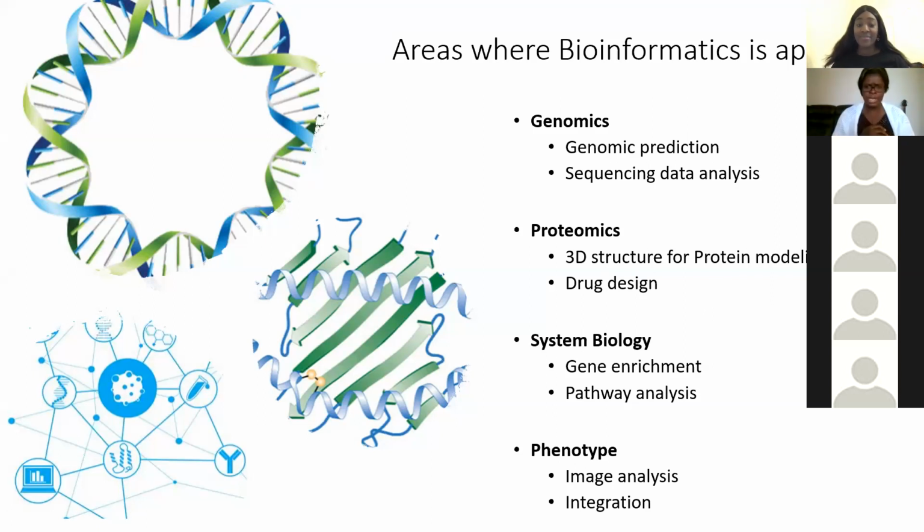Systems biology is another application where you're looking at things from a whole system. So from a whole organism point of view, you could look at gene enrichment, pathway analysis, where you want to know what things are interacting, and not only how they are interacting, what's the pathway, what's the sequence of these interactions.